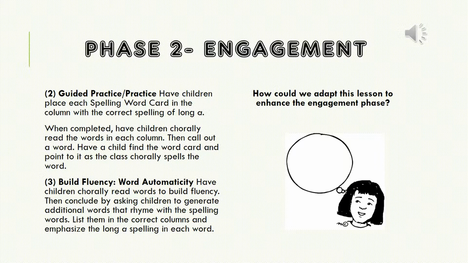Then conclude by asking children to generate additional words that rhyme with the spelling words. List them in the correct columns and emphasize the long A. Even though there are some great opportunities to practice in this phase of the lesson, what else could we add to adapt this lesson to enhance the engagement phase for students?